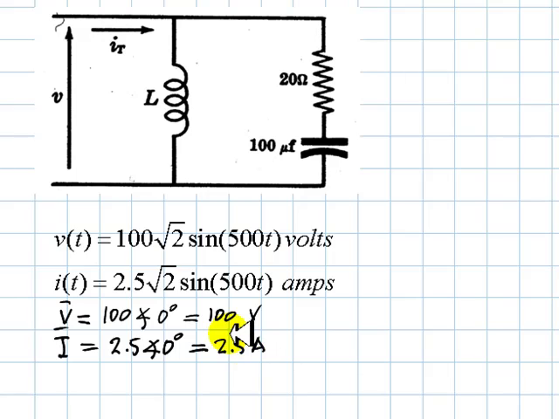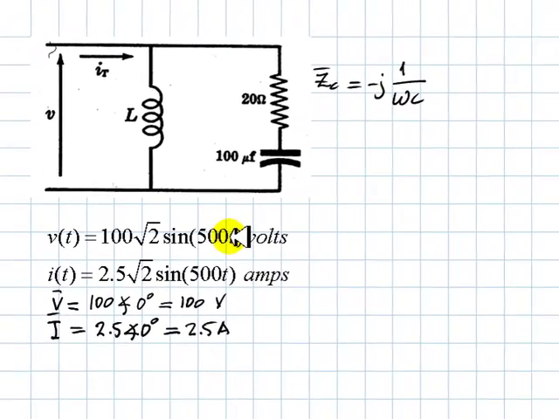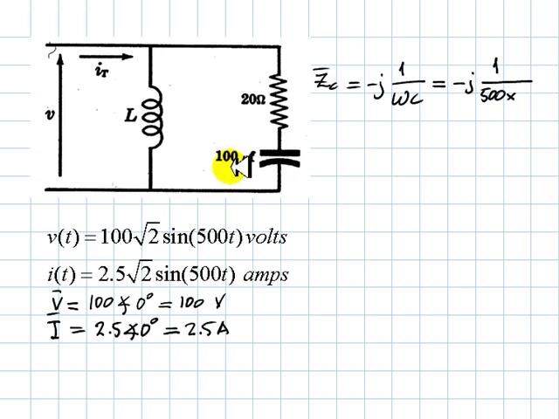The second step is to represent all the passive elements by their impedances. 20 ohms remain 20 ohms of resistance, but the capacitance is represented by its impedance, negative j, 1 over omega C, where omega, the angular frequency of the sources, is 500 radians per second, multiplied by the capacitance, which is 100 microfarads. Allow me to write, instead of 10 to the negative 6, 10 to the 6 on the numerator. That impedance is negative j20 ohms, the impedance of this capacitor.